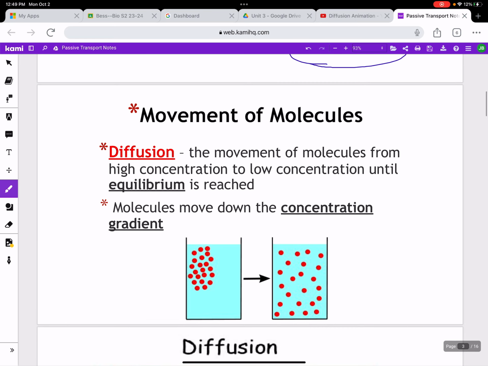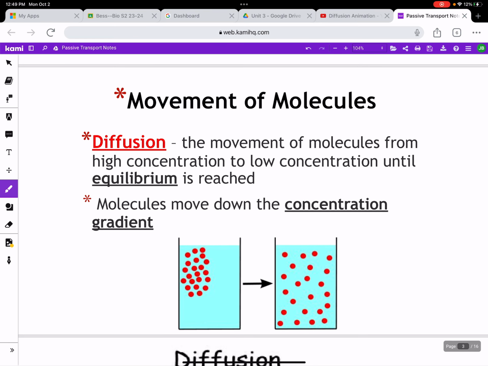Now, just in general, molecules want to bounce off of each other and move apart from each other. If you were to spray air freshener in the air, for example, you'd have a high concentration of air freshener molecules right outside of the can that you just sprayed. They're going to be bouncing off each other and eventually spreading out.